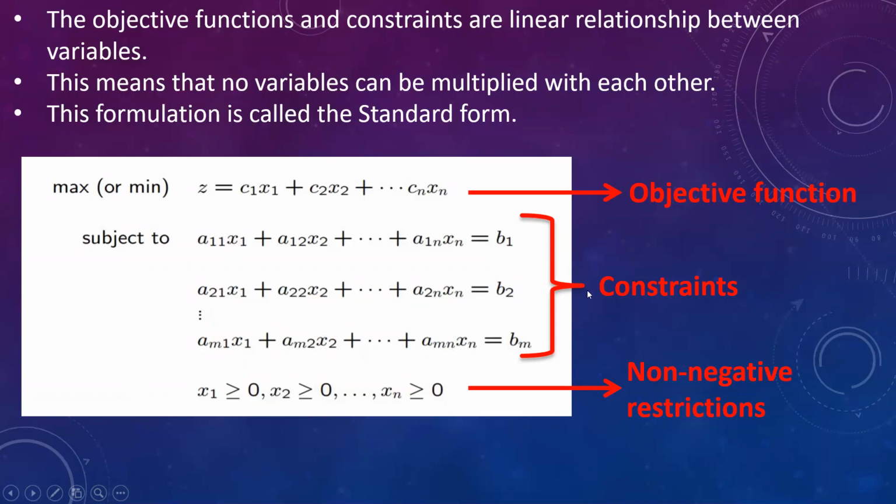And the important condition is the non-negative restriction. That is, all the variables are non-negative: x1 is greater than or equal to 0, x2 greater than or equal to 0, up to xn greater than or equal to 0. It can be 0, but it cannot be a negative value. It will always be positive. This is the standard form of the linear programming problem.